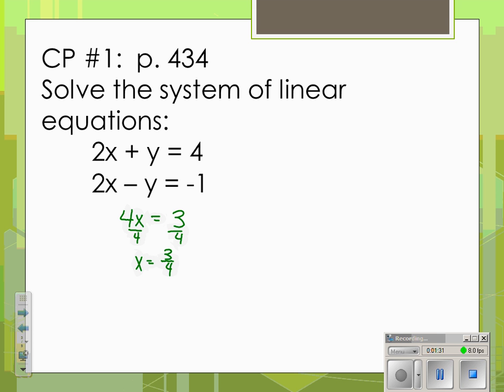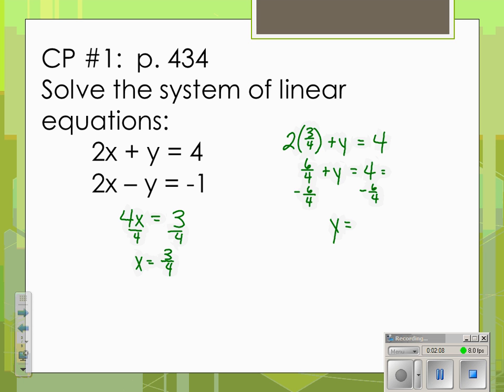Substituting that x value into either the top or the second equation, we have 2 times 3/4 plus y equals 4. I just picked the top one. 2 times 3/4 is 6/4. Subtract 6/4 or 3/2, whichever you want to use, and solve. Now 3/2 or 6/4 is equal to 1.5, so you can make it into a mixed number and look at it like that.